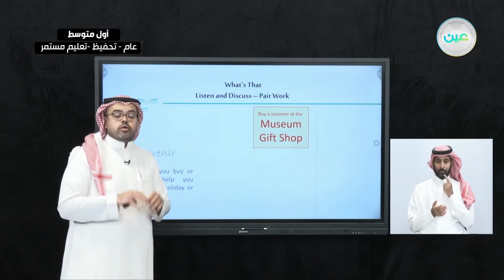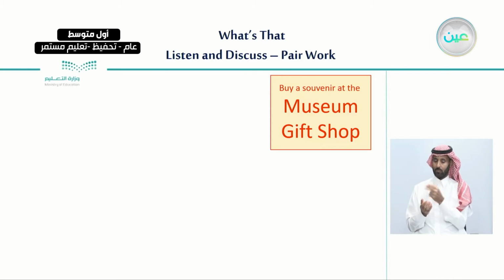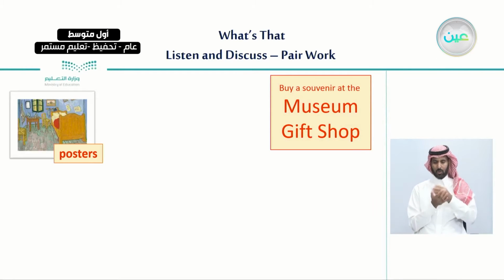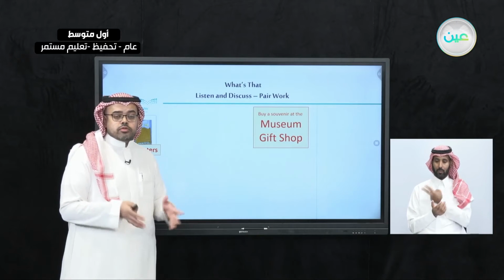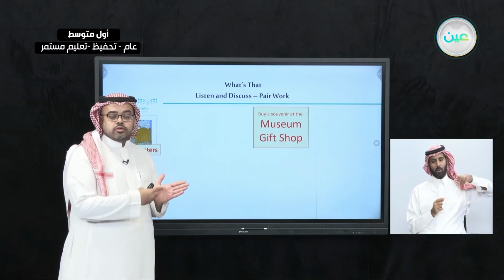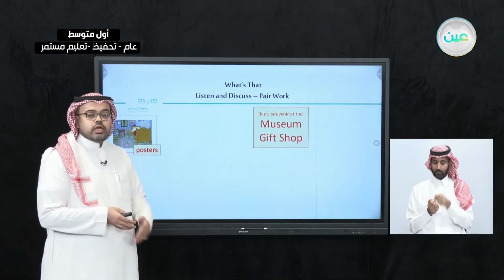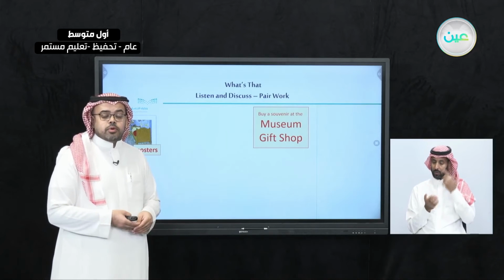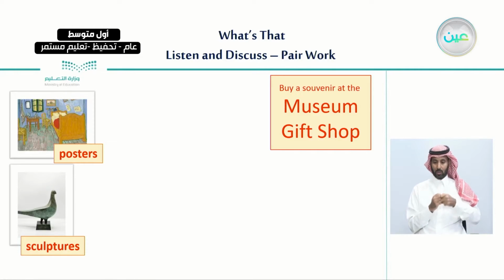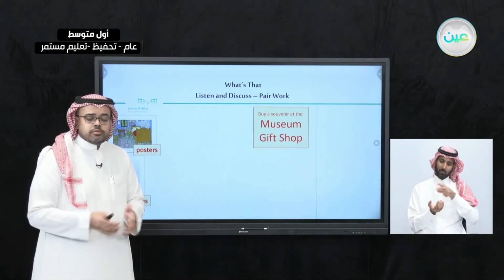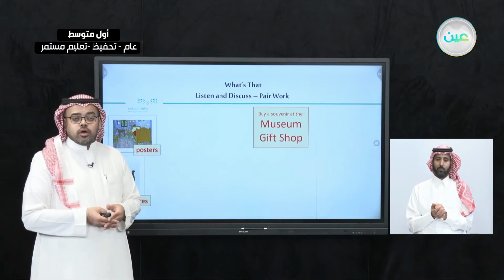And here I'm going to show you some examples of the souvenirs that we can find when we go to a museum. So examples of the souvenirs we can buy from a museum gift shop: posters. When you go to a museum, you can buy posters, maybe showing a drawing of the place or of the museum with its name on it, or maybe a reproduction of any old paintings, just to help you remember this place that you have visited. Not only this, but also sculptures, which are very small objects with different shapes that help you to remember the museum or to keep a good memory.